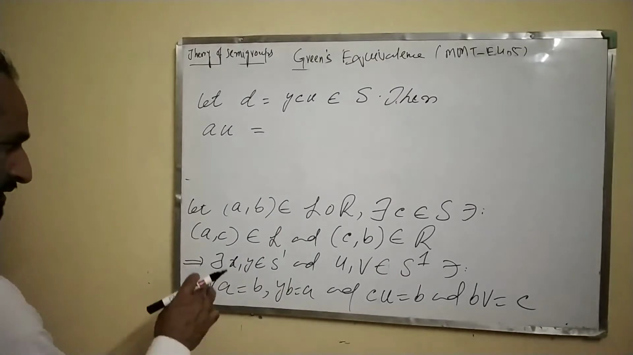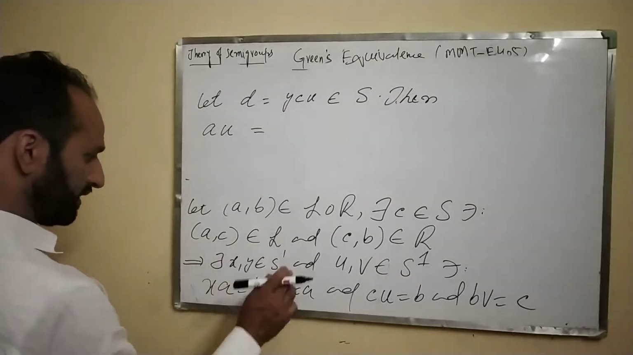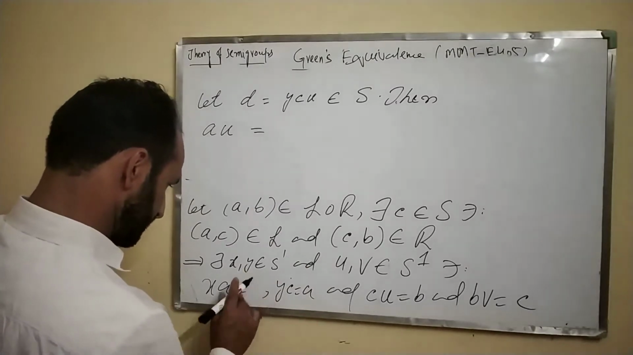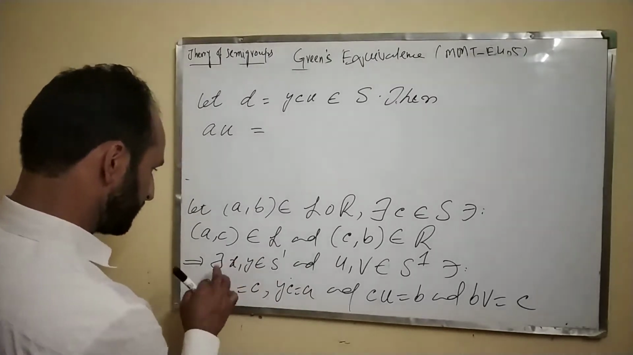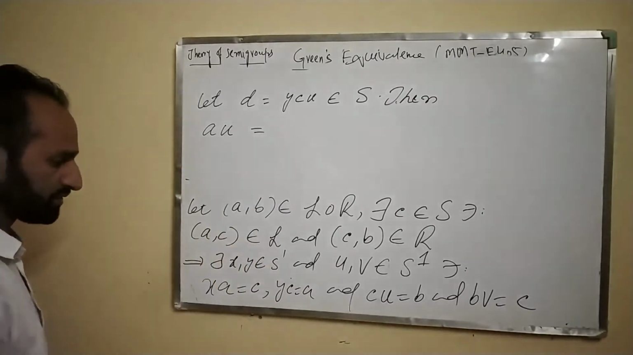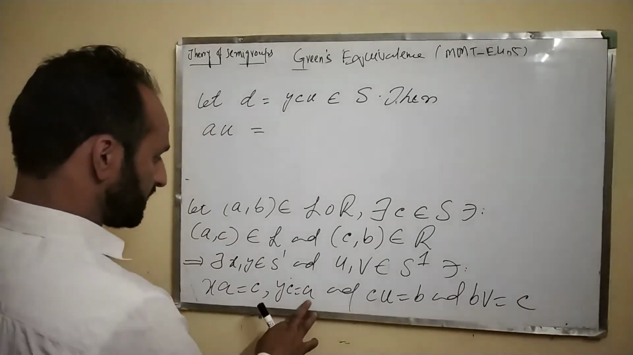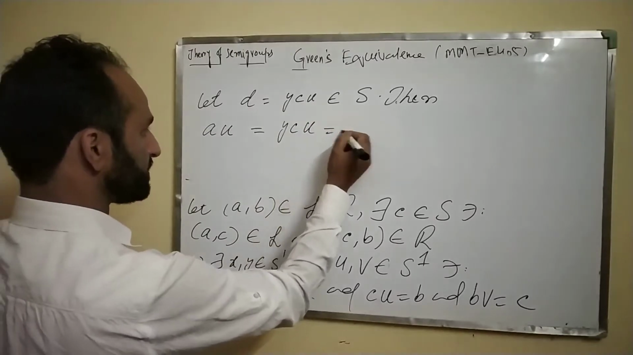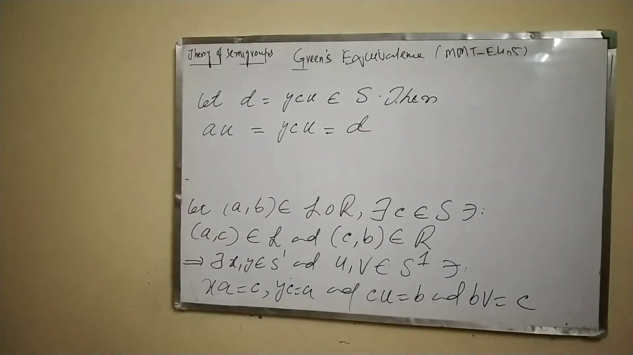Sorry, A is C related to L. It's C here, sorry, because A is C related to L, not B related to L. So now look at this. A is equal to YC. It's equal to YCU. That's equal to T. So AU is equal to T.